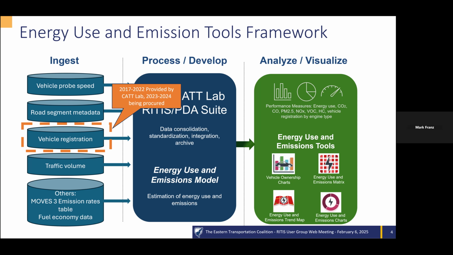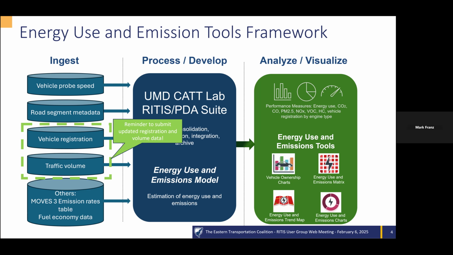I'll mention here that CATT Lab has provided nationwide vehicle registration data that's aggregated at the zip code level for the years of 2017 through 2022, and those are currently available in the tool. We're in the process of procuring 2023 and 2024 data and hope to have that up in the next month or so, depending on how the procurement process goes through.